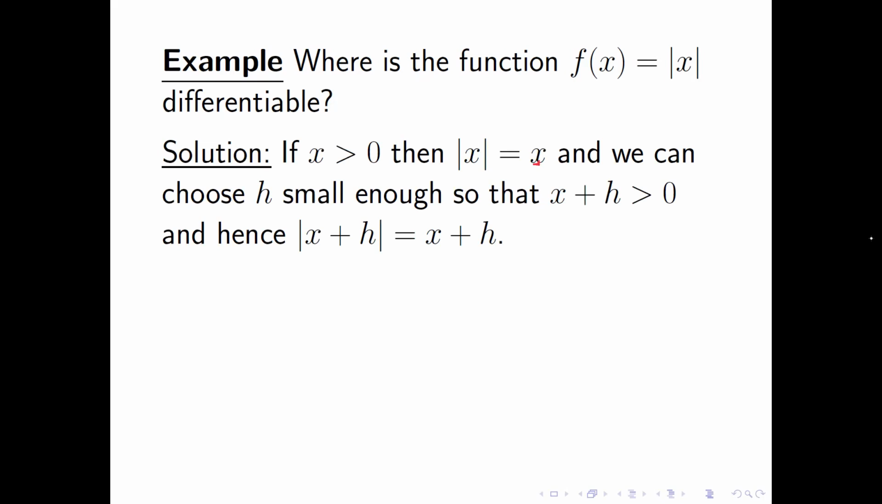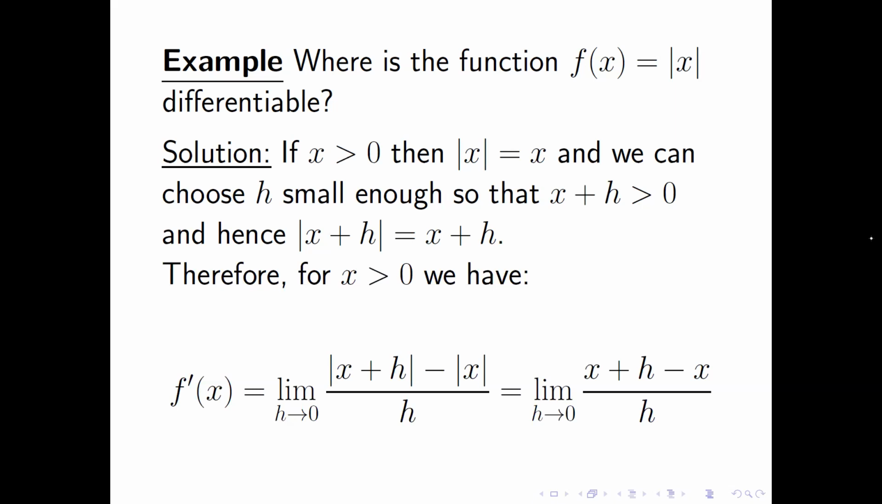And when we have an h which is small enough, which approaches 0, we may see that x plus h is strictly greater than 0. Here is the case, this is case 1, when x is strictly greater than 0. So we may say that the absolute value of x plus h will be equal to x plus h. So when x is strictly greater than 0, it means that the absolute value of x plus h is just equal to x plus h.